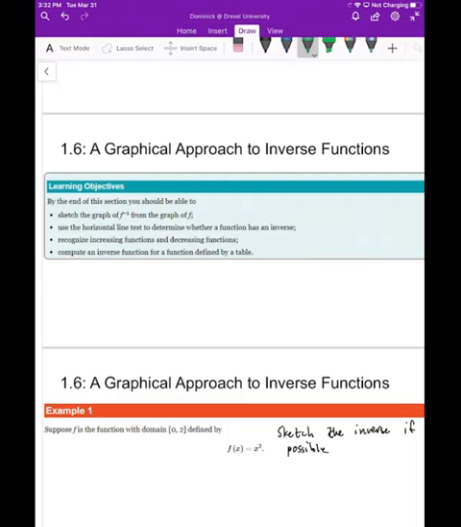We'll talk also about the horizontal line test, which you can use to determine if a function has an inverse. And then we'll talk about how we can tell if a function is increasing versus when it's decreasing. And then we'll also talk about how to obtain an inverse function for a function that's given by a table.